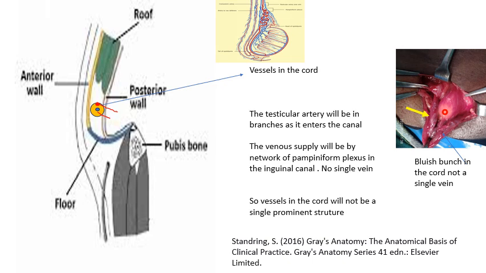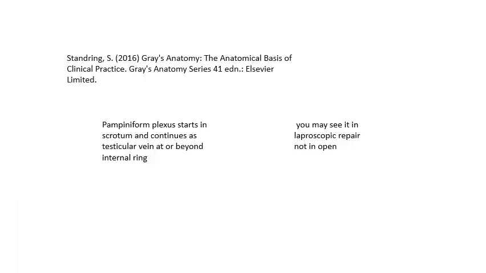I really don't know what exactly the stem was, what exactly the options were, but I do know it was a hernia surgery and it was something to do with the venous structure. Okay, so this is not my personal experience. This is a reference from Gray's Anatomy. The pampiniform plexus forms at the scrotum and continues as the testicular vein. It becomes the testicular vein at the internal ring only, not in the canal. You may see it only in the laparoscopic approach, not in the open. We'll come to it later.